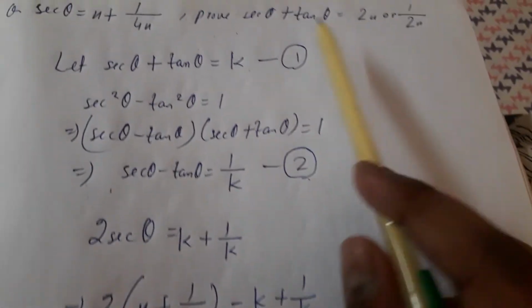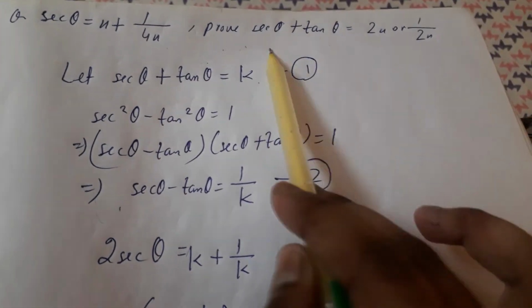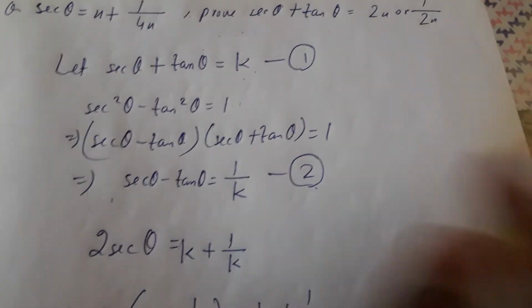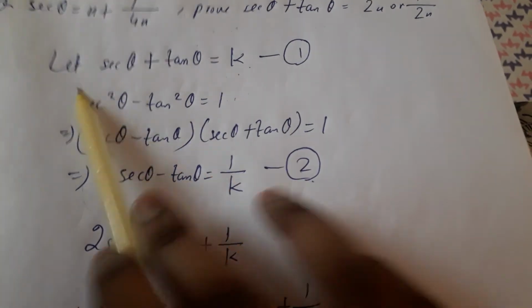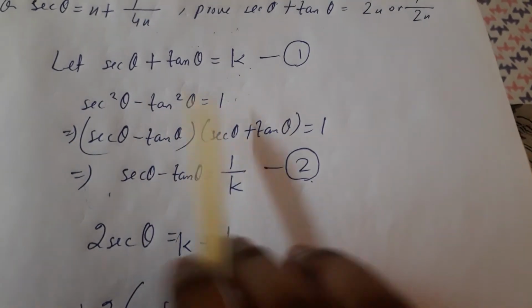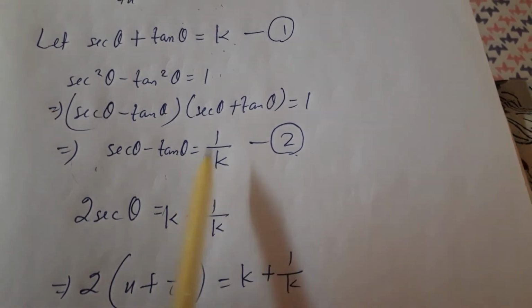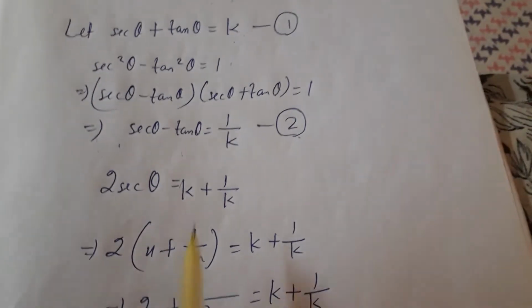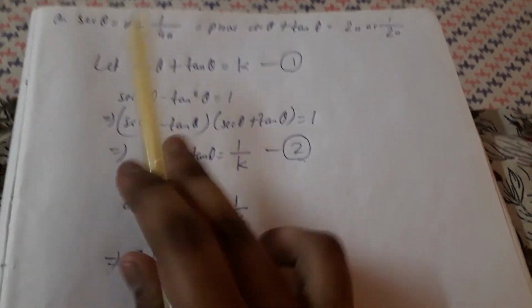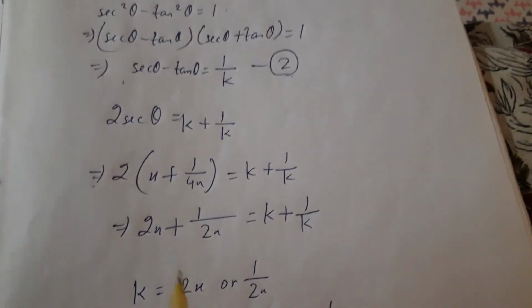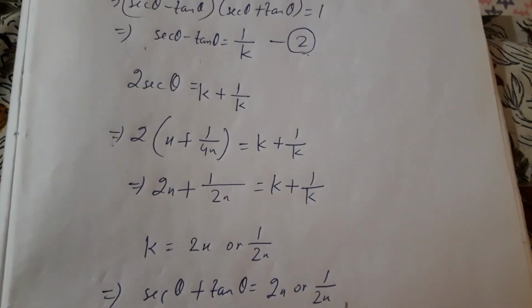Okay, see, first you have to take this as k, any constant, equals to k, then put it in your formula. You will get another equation, that is sec theta minus tan theta is equals to 1 by k. Now adding, tan theta will be cancelled out, plus minus, then 2 sec theta, and sec theta's value is given to you. Putting this, comparing both the sides, you will get this.